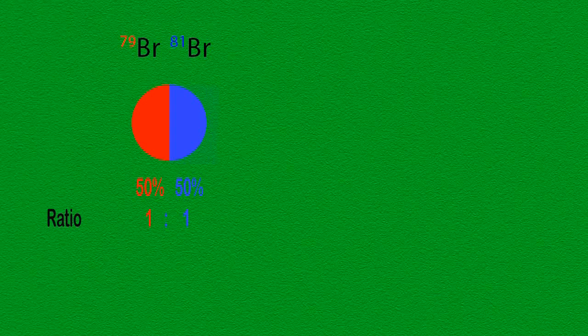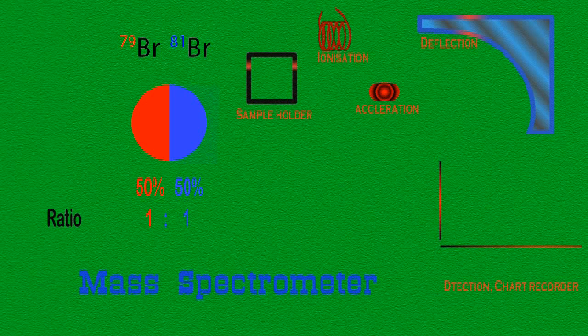Example 3. Let's see bromine. The bromine isotopes are bromine 79 and bromine 81, and their molecular weights are 79 and 81. The abundance of isotope bromine 79 is 50%. Similarly, the abundance of bromine isotope 81 is also 50%, and its ratio is 1:1. When we analyze these samples in the mass spectrometer, the M+ and M+2 peaks must indicate the ratio 1:1.